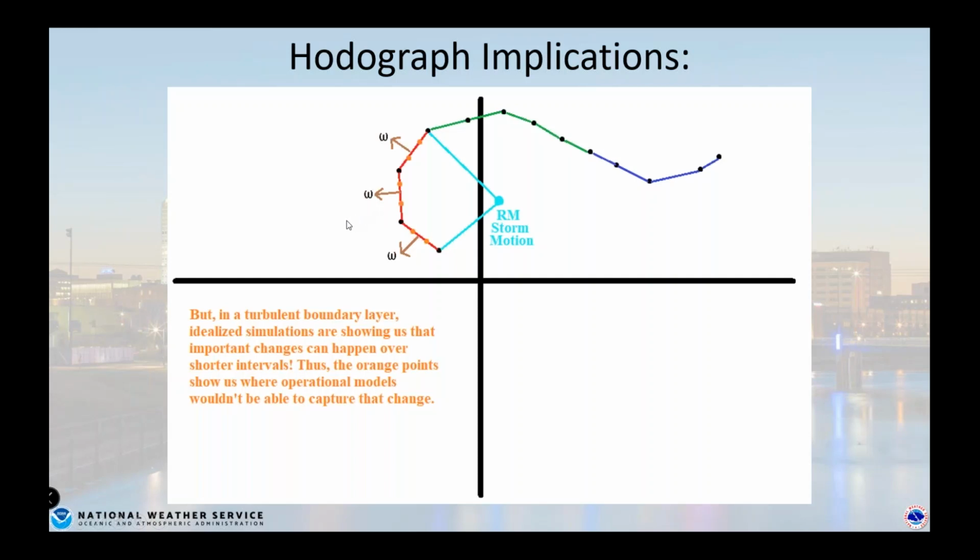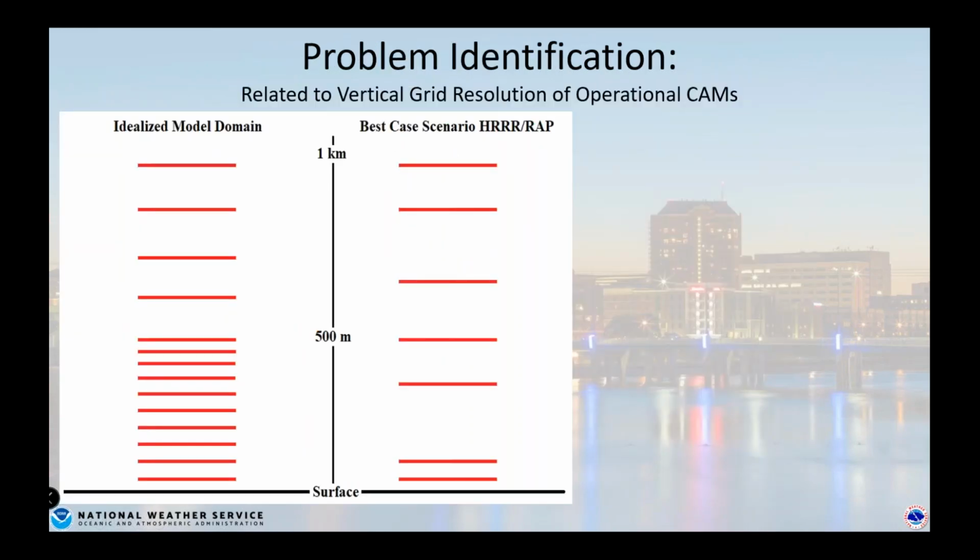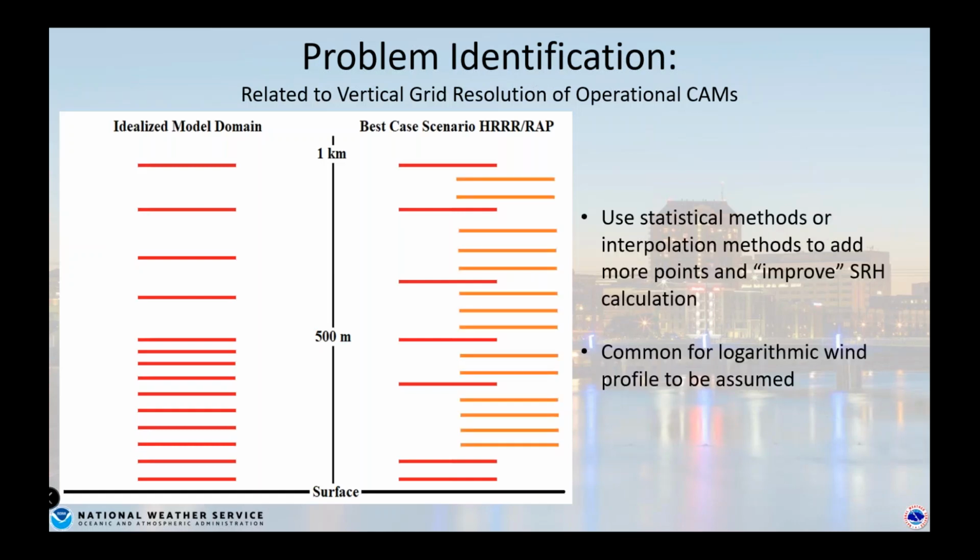But the idealized simulations that have been ongoing have indicated that these points that I have here in the orange would also be important points to have in the hodograph to actually adequately capture a lot of these boundary layer processes. So this here again is the figure that I showed just a few slides back about what the grid points look like. And there's a few things that we could try to do with our current operational CAMs to try to essentially put more points in there.